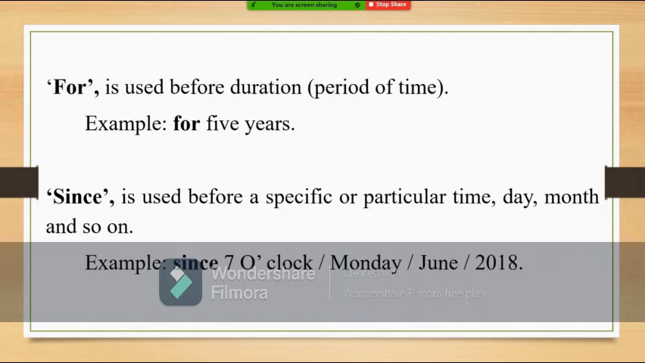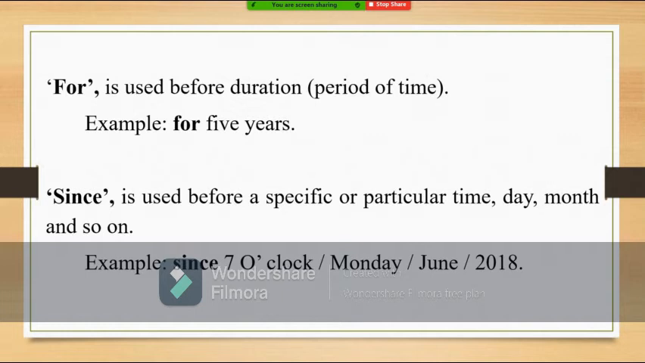Now you can say, I have been waiting for you since 7 o'clock. And since Monday, 7 o'clock, a particular time, particular day, particular month, June, I have been waiting for you. I have been waiting for your reply since June of this year, or January, we can say. Now the month is March, so we can say January. I have been waiting for your response since January, or I have been living in this house since 2018.